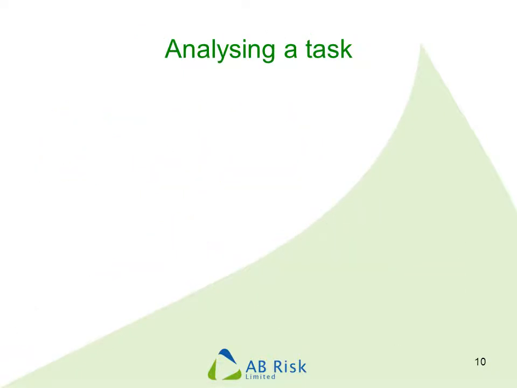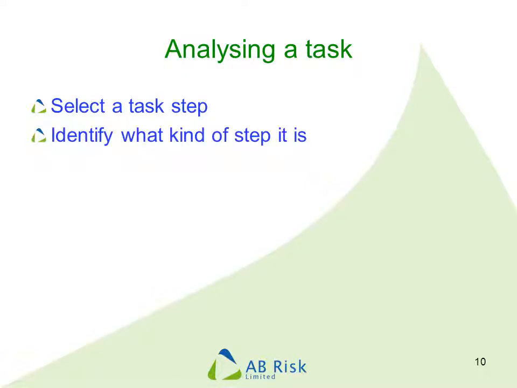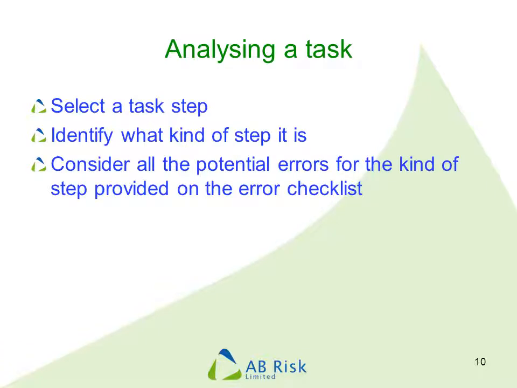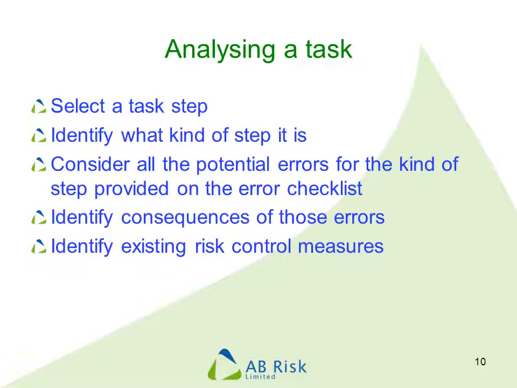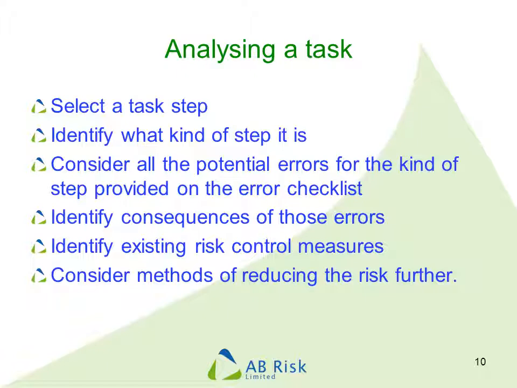To analyse a task, we're first going to select a step from the task that we're interested in. We're going to determine what type of step it is. Is it an action? Is it a check? Etc. We then look at the checklist and look at which of the errors for that type of step apply. We're going to consider the consequences of those errors, and think about the existing risk control measures. What have we got in place to protect us against those errors, either to stop the error happening or to protect against the consequences? And we're going to think, is there anything else we can do to reduce the risks further?